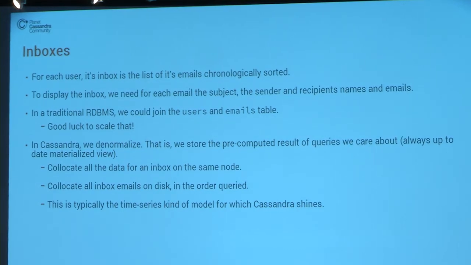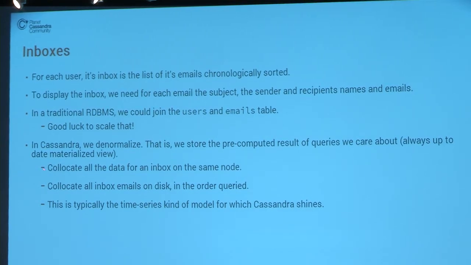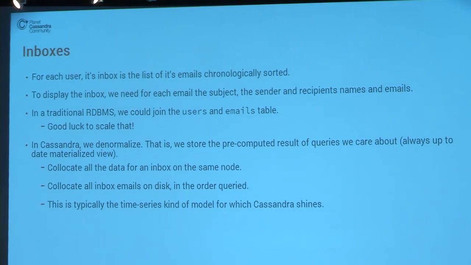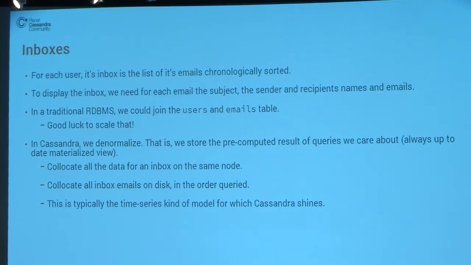What we mean by denormalizing here is just to make sure we precompute the result of the query, give me an inbox. And we want that denormalization to have the two properties we talked about. We need to be able to collocate the whole inbox: for one inbox, we need all the emails to be on one node, because that's the only way it will be efficient to query an inbox. And the other one is that for an inbox, I want all the emails to be on disk in sorted order. That way I can query them exactly how I want to display them.